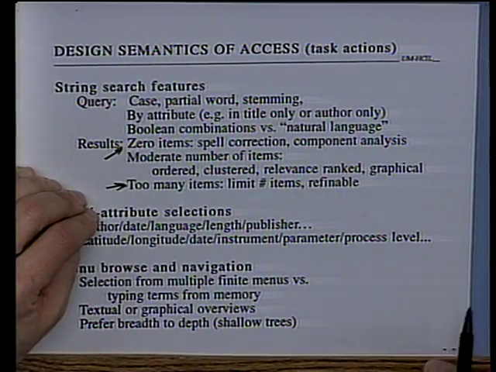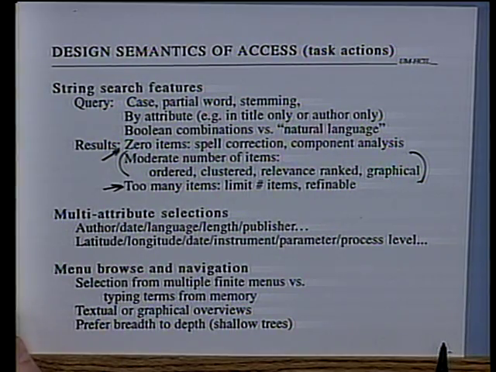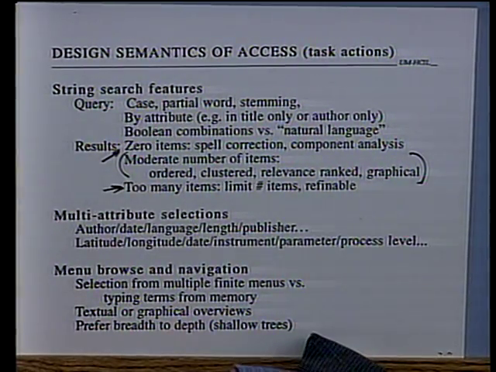The other danger, the other extreme, is too many items, where you get thousands of items back, okay, with no indication as to what you might do next. A good system should help clarify what are your opportunities to limit the number of items and refine that query. The most typical case where you get a moderate number of items, there should be better user control of the ways to present those results.